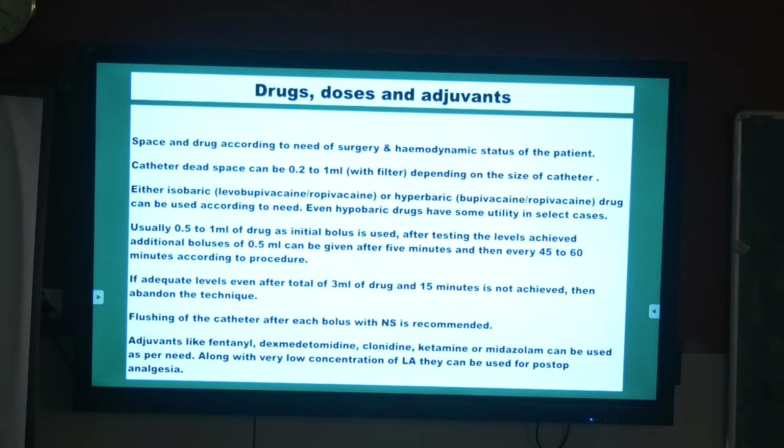According to the situation, you can use any drug, hyperbaric, isobaric, hypobaric. Flushing the catheter after each bolus with normal saline is recommended. Some people do it, some people don't do it. Just keep in mind that there is a dead space, and before pushing the next dose, you have to keep in mind that there is a drug inside the catheter which was not flushed. Adjuvants, any one of the adjuvants can be used.